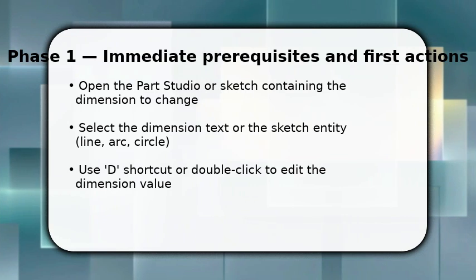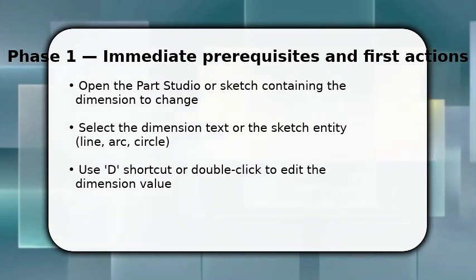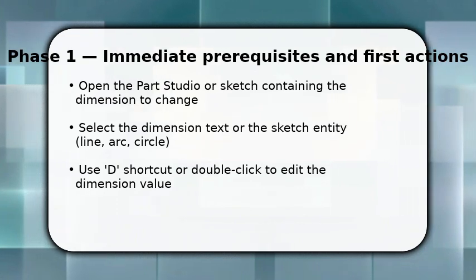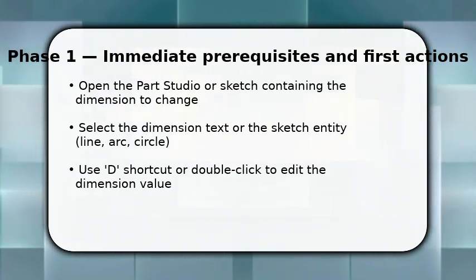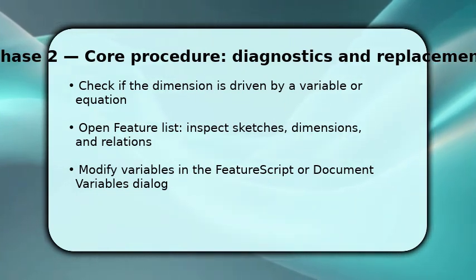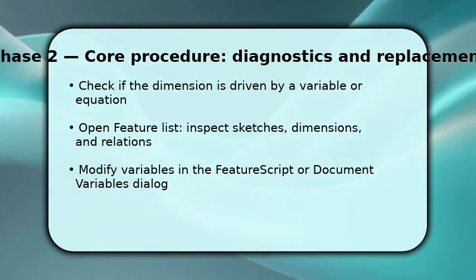You should see the numeric field active, change the number, then press enter. This updates the sketch constraint. If it's linked to variables, you'll edit the variable instead. Once done editing the raw value, verify whether the dimension is driven by an expression, variable, or relation.